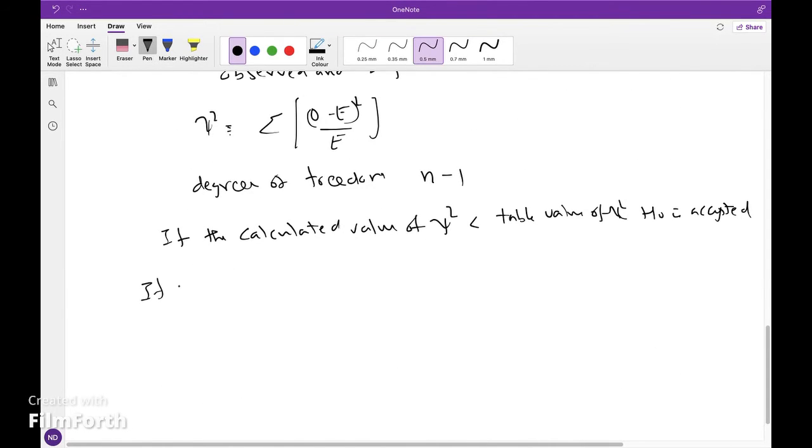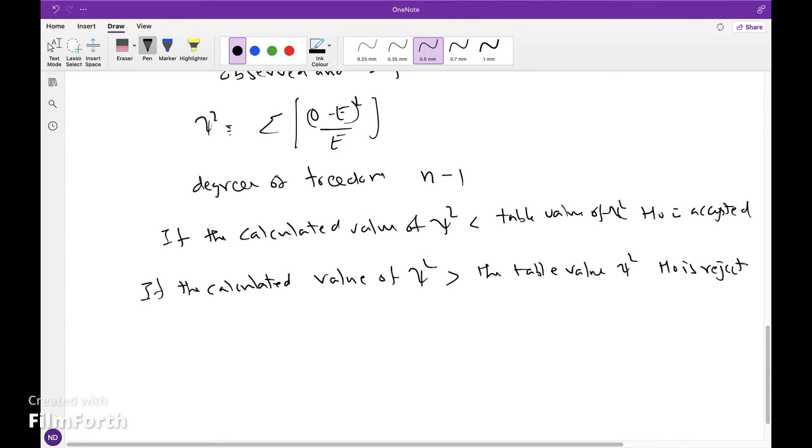Suppose the calculated value of chi squared is greater than the table value of chi squared, then H0 is rejected. For testing the goodness of fit of a distribution by assuming H0 as some specific distribution, binomial, Poisson, etc., we calculate the theoretical frequency and adopt the procedure given above to test whether the assumed distribution is a good fit for the observed frequency.